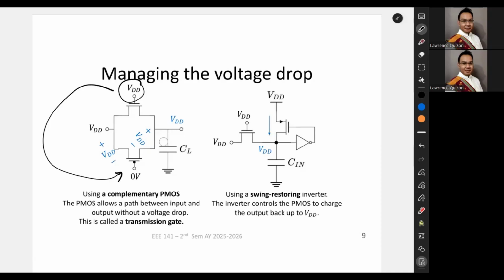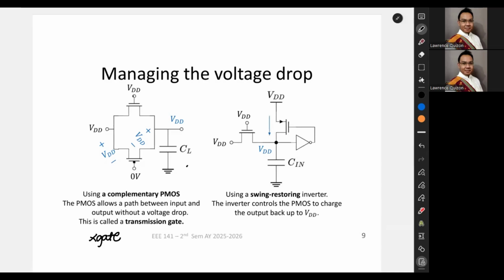And in fact, this circuit combination, an NMOS and a PMOS, trying to pass a signal from its input to an output, is known as a transmission gate or X gate. All right? And it's used to carry analog signals through.